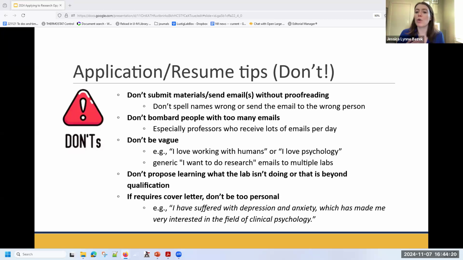And then finally, if it requires a cover letter, we don't want to be too personal. So this is something that comes up actually a lot within clinical psychology. And there are differing perspectives on this, but generally it's kind of the recommendation that we're not divulging our entire personal life within our application. We're kind of sticking to the broader reason for our interests and just kind of highlighting what those interests are rather than being incredibly personal within those applications.